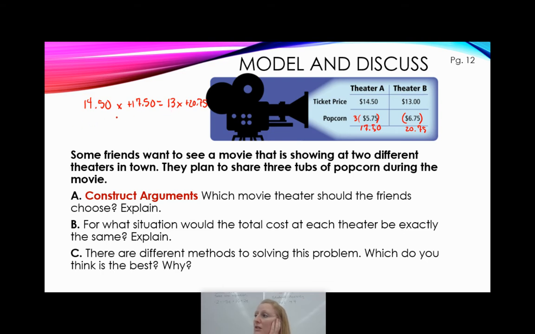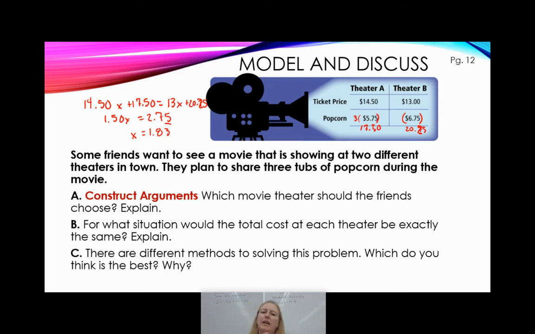If I subtracted 13x on both sides, I got $1.50x. And then if I subtracted my 17.25 from 20.25, sorry, I wrote it down wrong. So the difference in popcorn prices is $3. Divide that by $1.50.